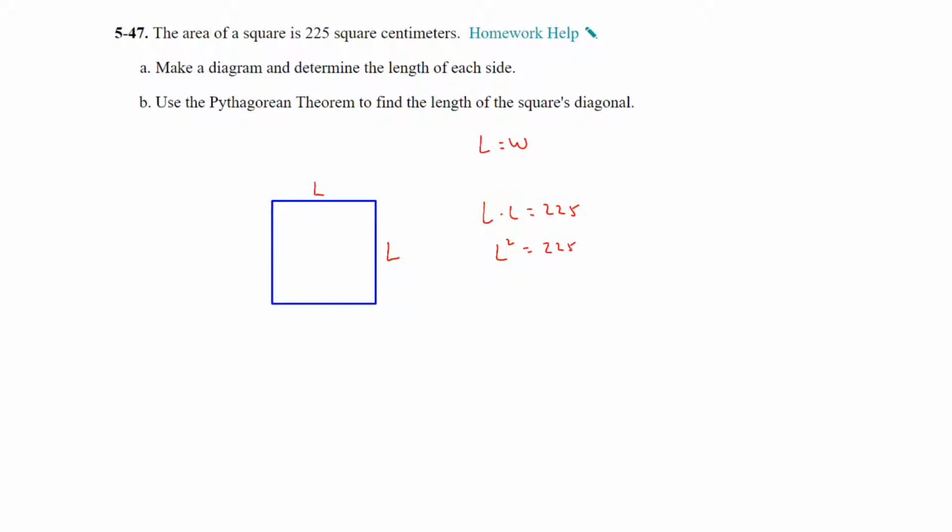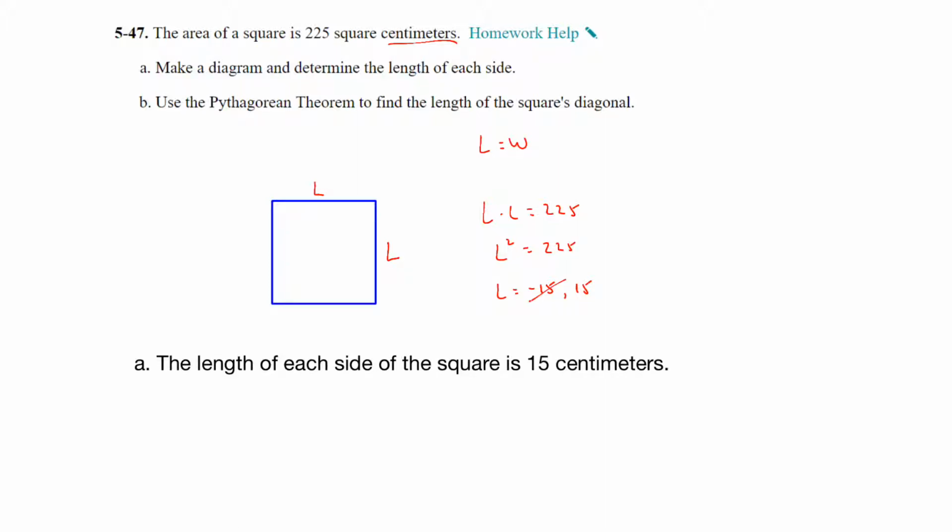So what number times itself gives you 225? There's really two numbers that could give you this: negative 15 and 15, but the negative 15 doesn't make any sense because we're talking about a distance. So determine the length of each side. The length of each side of the square will be 15 centimeters.